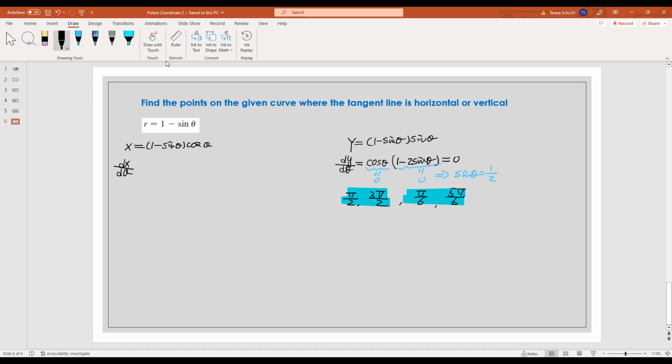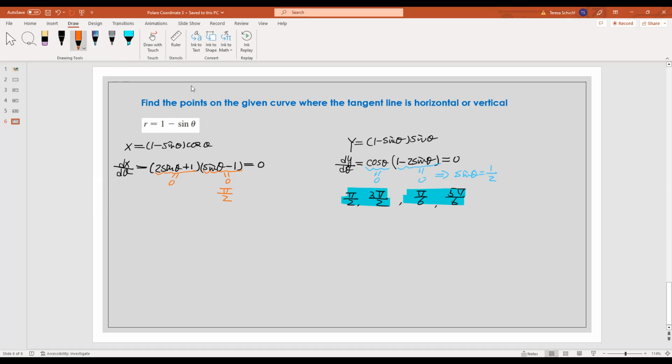Okay, dx d theta, after you do the derivative with the product rule combined, you will get 2 sine theta plus 1 and sine theta minus 1 equal to 0 here. So now for this one, we said this will be equal to 0. So sine theta equals -1/2 or sine theta equals 1. When sine equals 1, I get pi over 2, right?